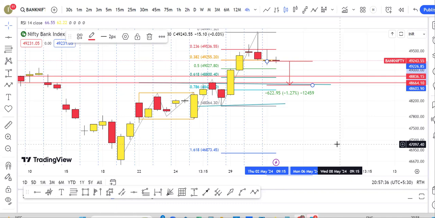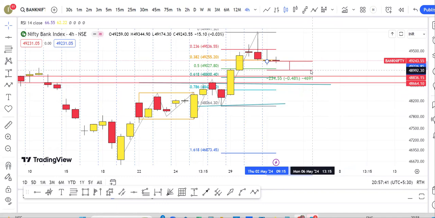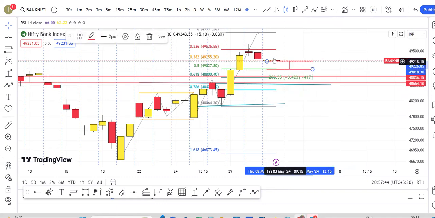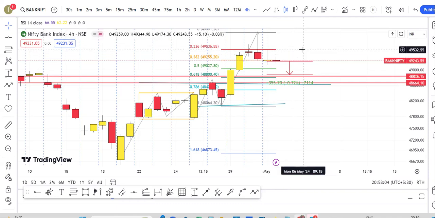Suppose it doesn't fall immediately, for example, if it falls only 208 points, wait for the retracement and go short, because the correction is not complete. Only around this area will you get a discounted price. Even the big players want a discount, and they will enter the market. So this is how you can plan for 50 points, even 100 points, if your entry is proper.